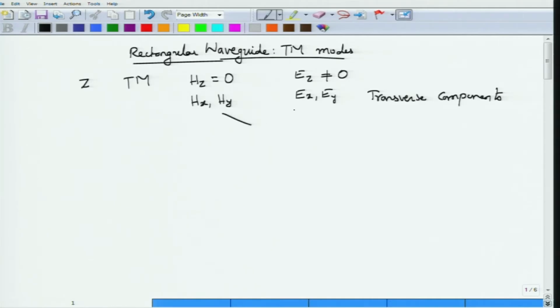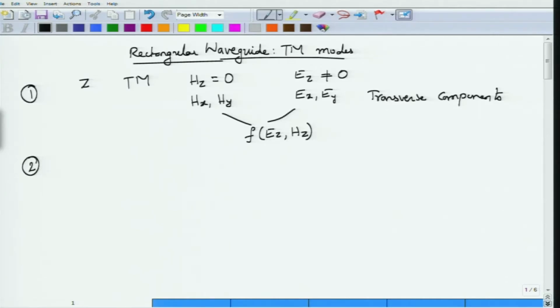Longitudinal is along the direction of propagation. So we were able to express everything in terms of some functions of Ez. Of course, that function will also include Hz, but for the transverse magnetic modes Hz is equal to 0 and these components are functions of Ez alone. This was our first step in obtaining the solution for the transverse magnetic modes.